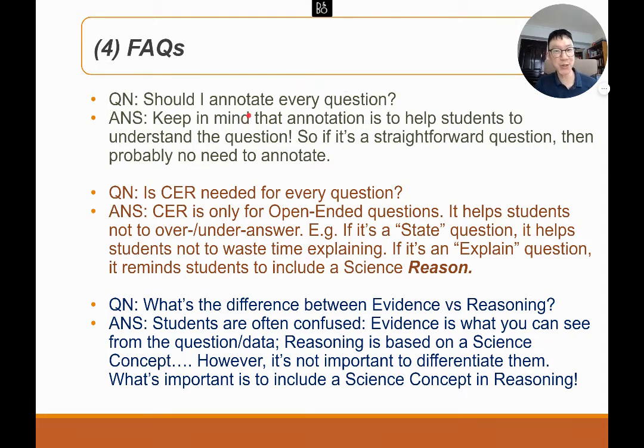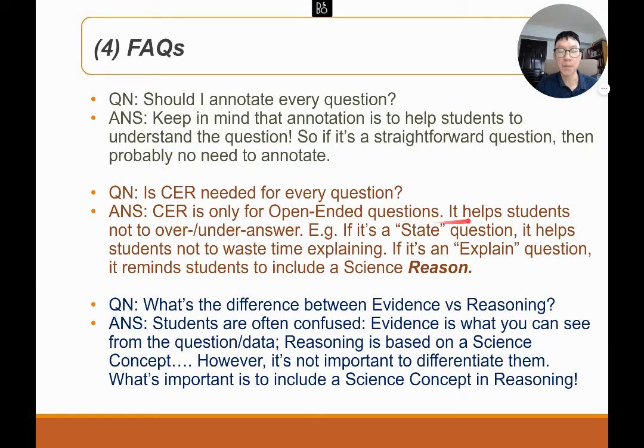Should I annotate every question? Well, we have to ask ourselves, will annotation help students to understand the question better? If it's already a straightforward question, then there's probably no need to annotate it. Okay. Next question. Is CER needed for every question? First of all, CER is only for open-ended questions. There's no need to do CER for MCQs.